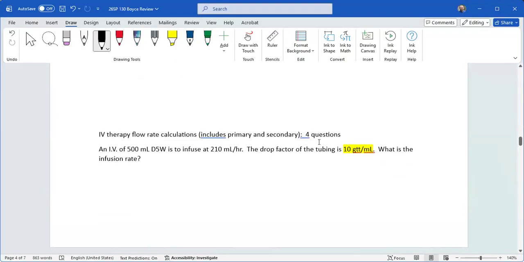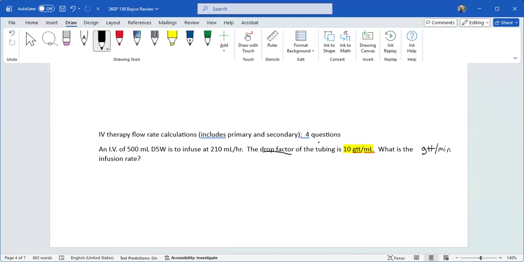For this question here, we're going to be calculating what's called a drop rate. Now, a drop rate is just another type of flow rate. It just uses different units. So let me set the stage for you. When we want to calculate a drop rate, and you don't know this yet, but anytime we see this drop factor, that's an indication that we're going to be looking for drops per minute. So it's just another type of infusion rate, but using drops instead of mLs.